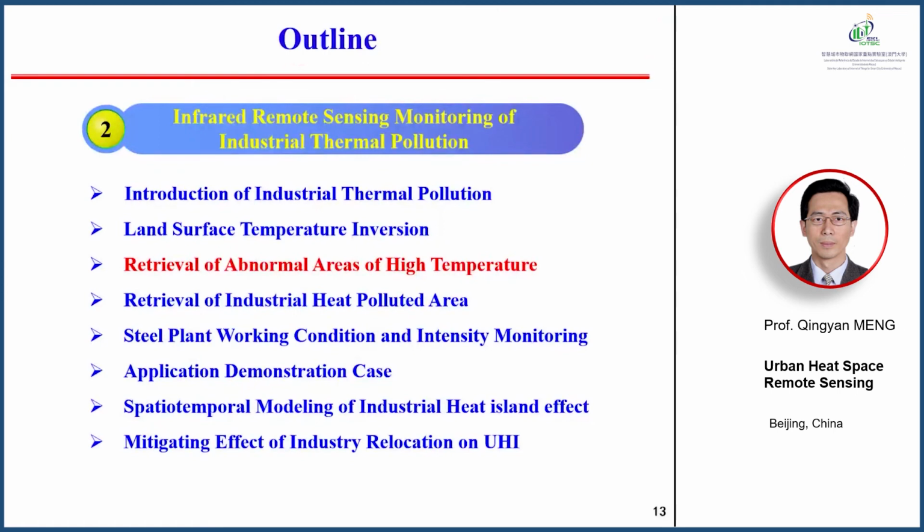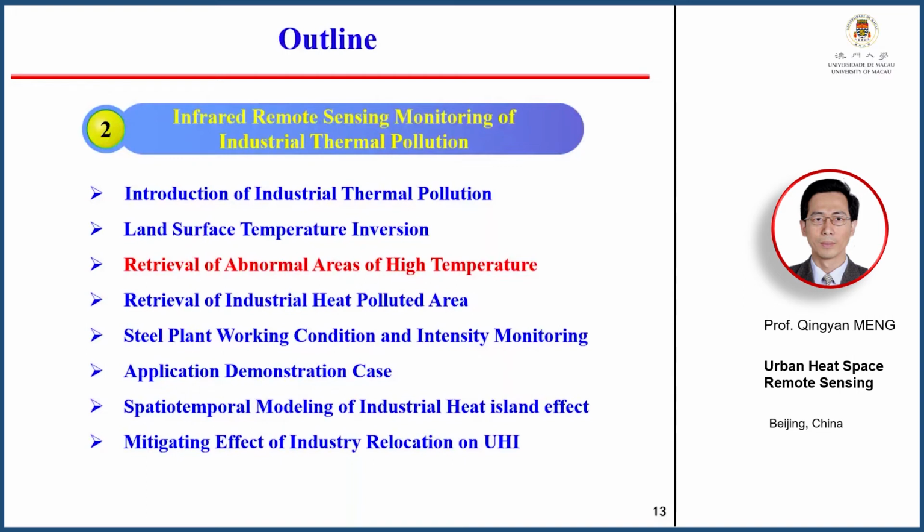You see, we get the land surface temperature. First, there are some areas of normal temperature, whereas we are more interested in the abnormal areas of high temperature. The normal temperature area we call the background. Our focus is how to retrieve the abnormal area of high temperature. After that, even though it is a high temperature area, perhaps it's factories or plants, perhaps it's a commercial area, or a high density residential area. We should know the next step: we should retrieve the industrial heat polluted area.